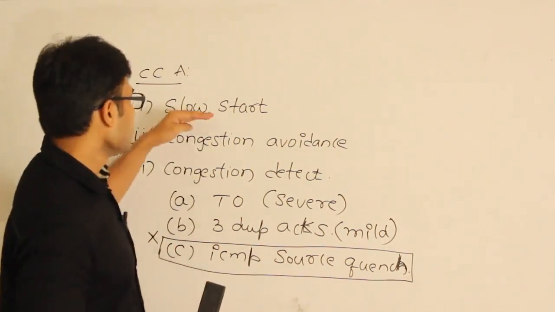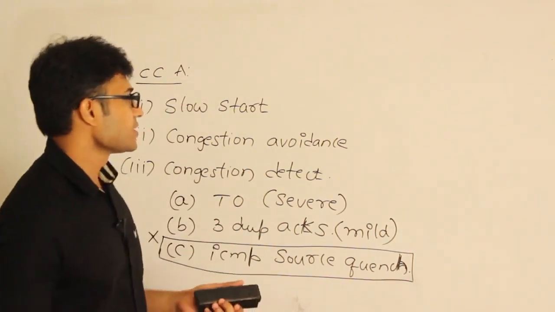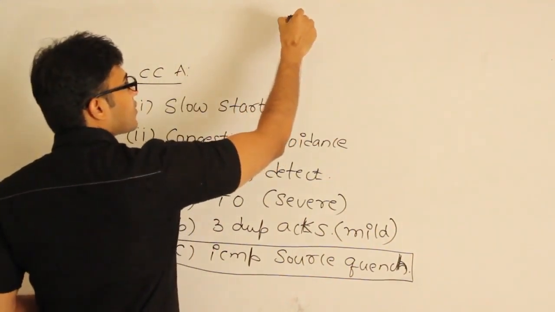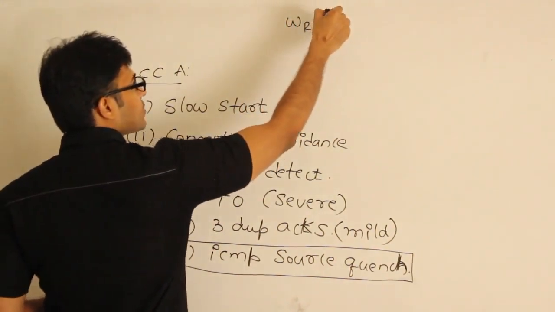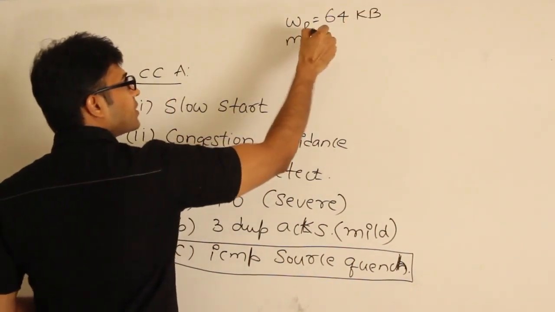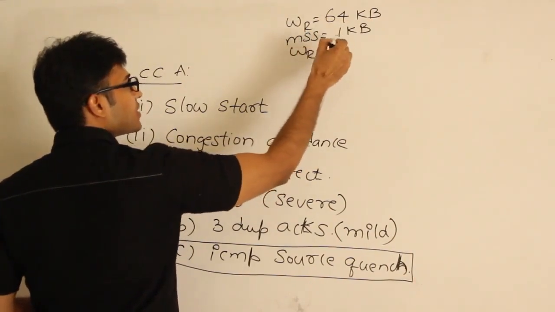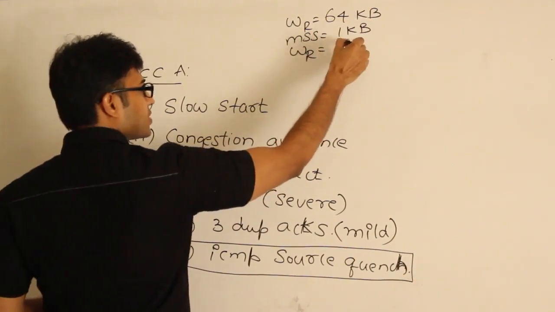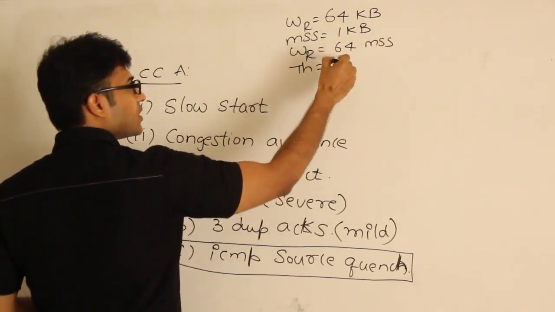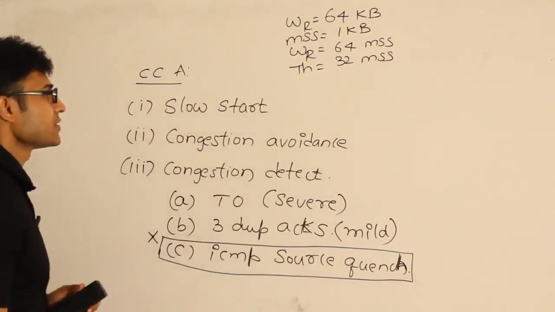So I'll explain each phase by taking an example, and then we shall discuss what happens in each phase. Let us assume that the receiver window advertised is 64 KB and MSS is 1 KB. Then what is the maximum receiver size? The maximum receiver size is 64 MSS, right? Then what is the threshold? The threshold is 32 MSS. 64 by 2 is 32 MSS, right?